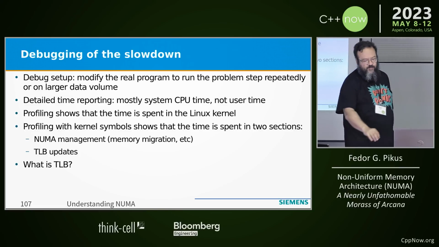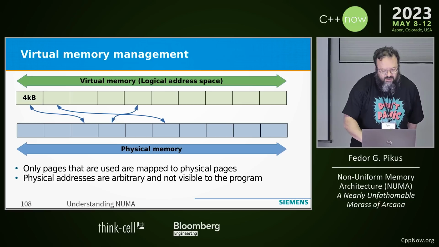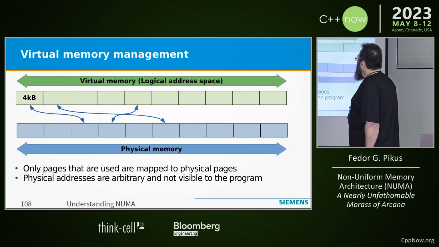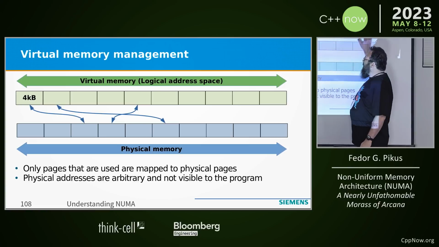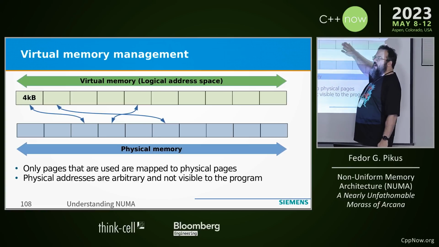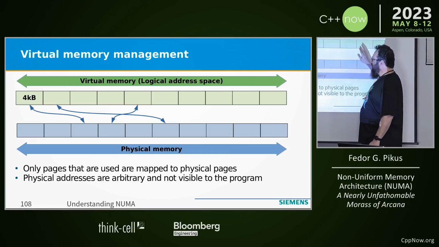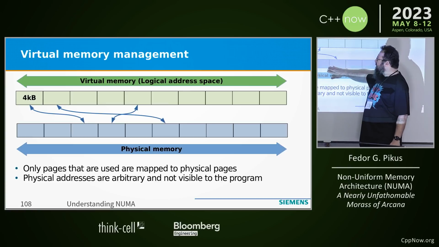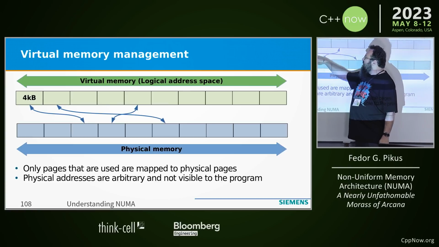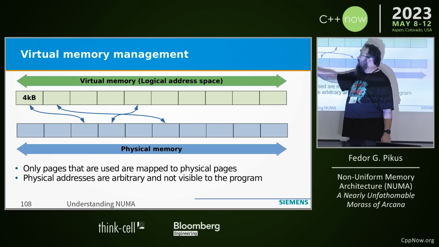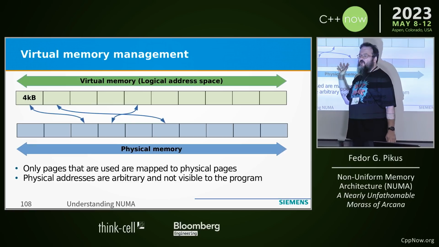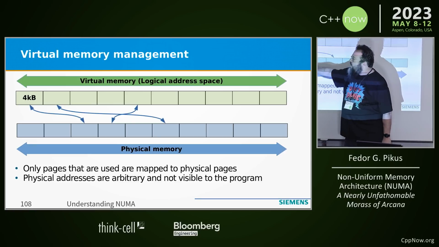What's TLB? Translation look-aside buffer. What's that? Virtual memory is just a logical address space. You have these logical addresses, they don't mean anything. This is your physical memory. These are physical addresses. This correspondence is arbitrary. Your logical addresses are scattered all over the physical memory. Where is this correspondence maintained?